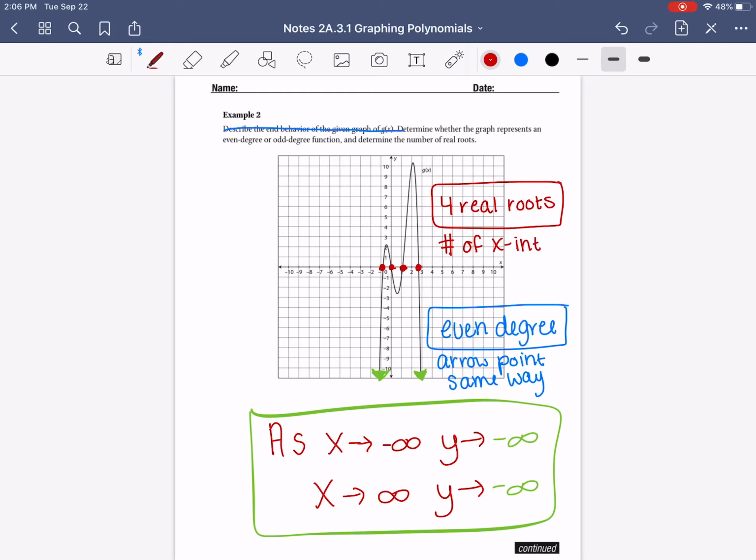Okay, so we just looked at the graph. End behavior, the red part always stays the same. The only thing that changes is green. You look at which direction the arrows are pointing. You decide if it's an even or odd degree by, are the arrows pointing the same way? Even. Opposite ways would be odd. And then the number of real roots is just however many x-intercepts there are.